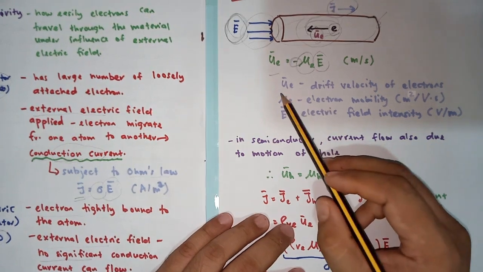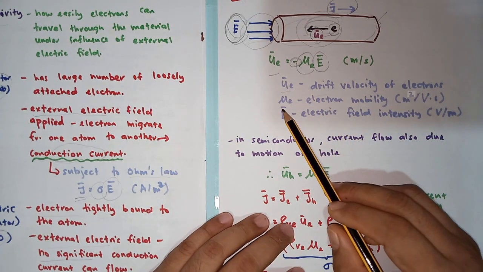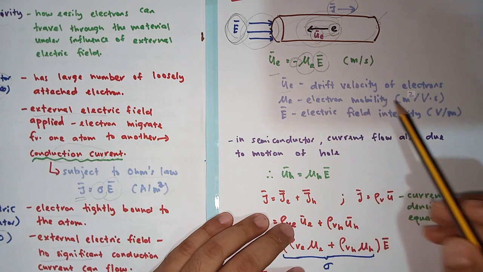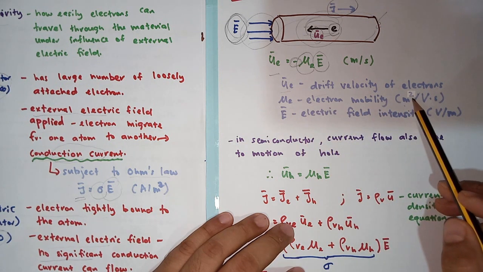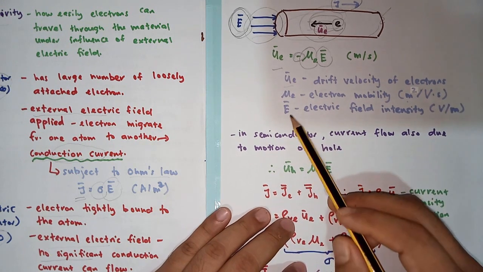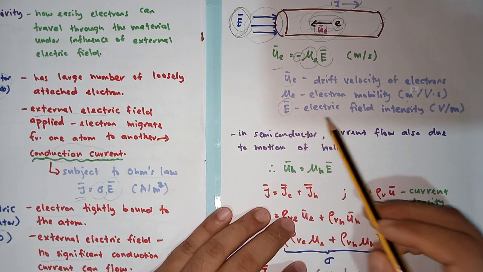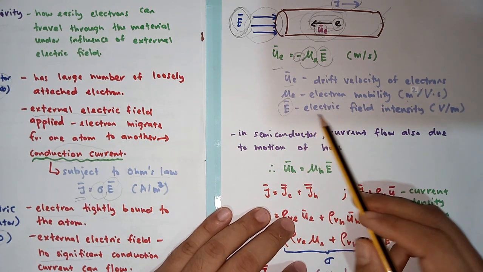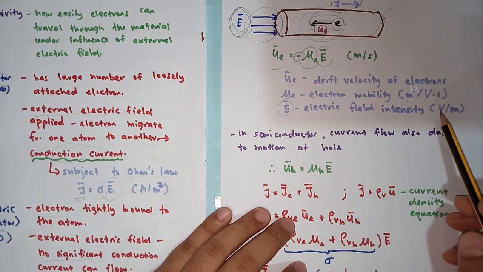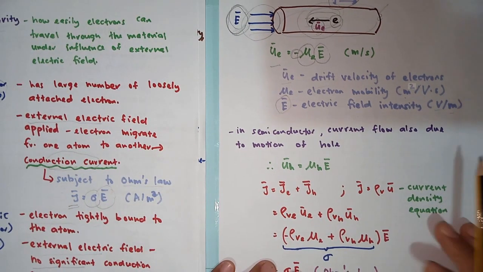Here the vector u_e is the drift velocity of electrons, mu_e is the electron mobility in units of meter squared per volt second, and as we have learned before, the vector E represents the electric field intensity, with the unit volt per meter.